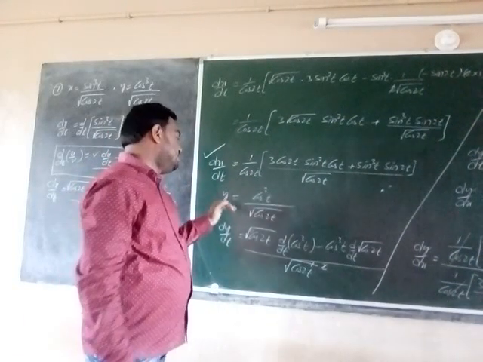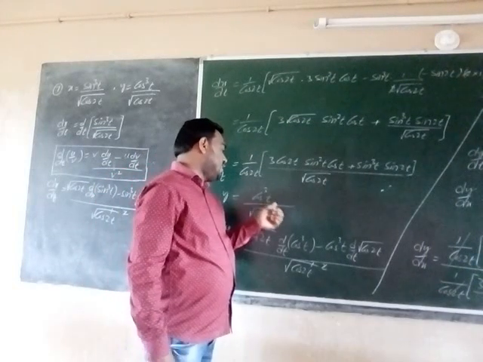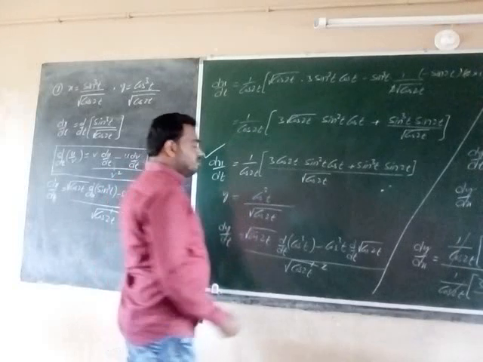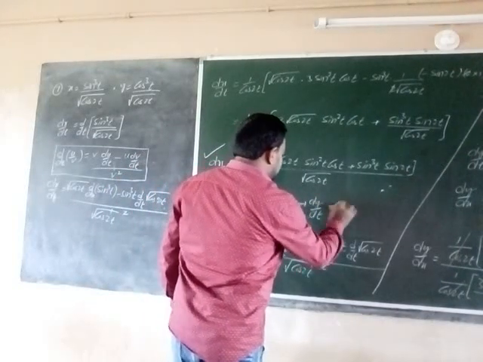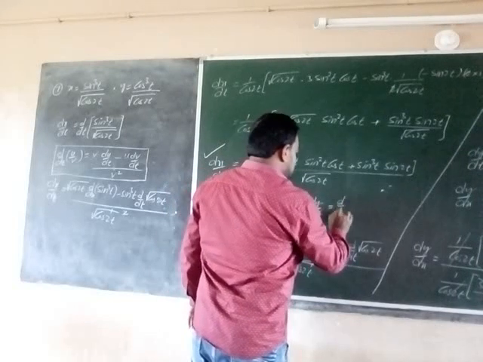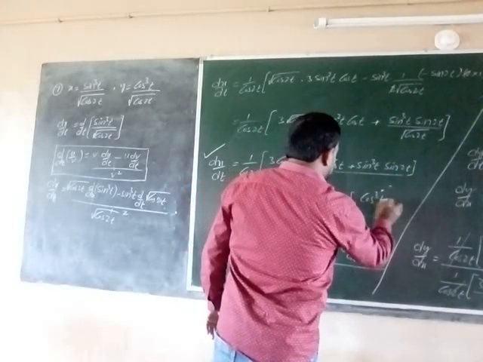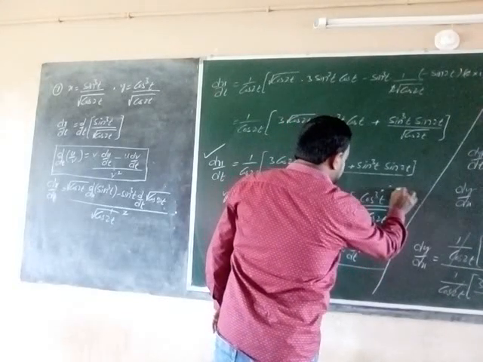Now we are finding dy by dt. What is y? Cos cube t by under root of cos 2t. So you apply the derivative now. Now dy by dt is equal to d by dt of cos cube t by under root of cos 2t.